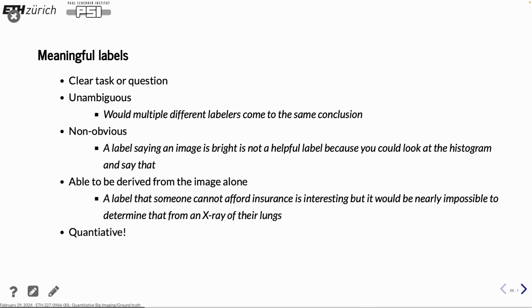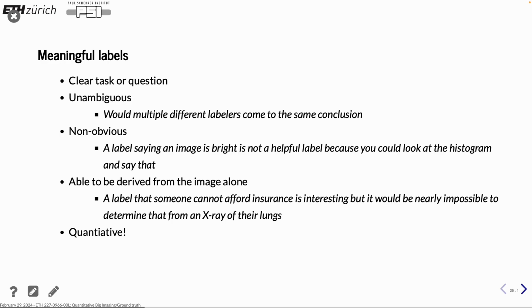Meaningful labels should be clear, according to a clear task or question, and they should also not be ambiguous. It shouldn't be that an object has two answers, but you really want to have a very well-defined answer for each image.